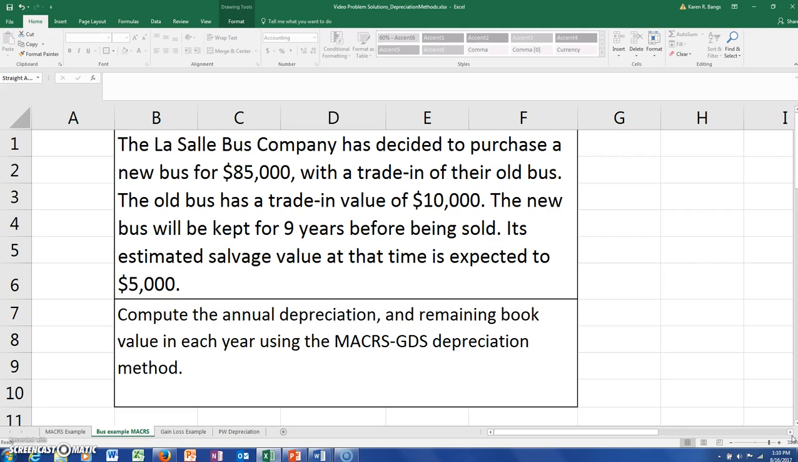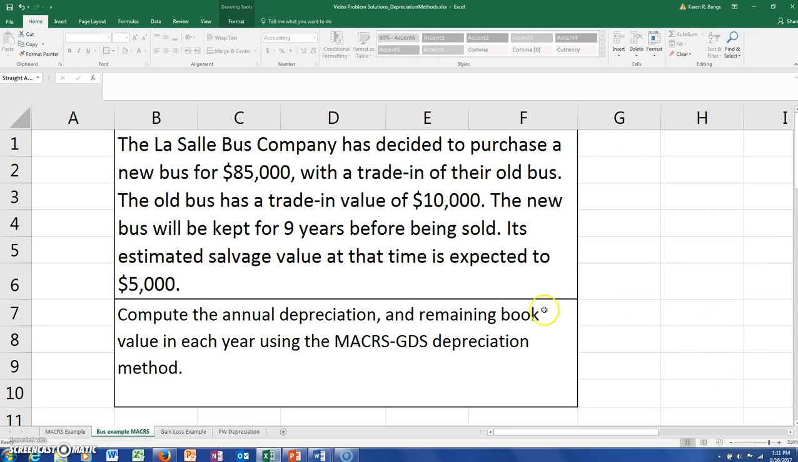The LaSalle Bus Company has decided to purchase a new bus for $85,000 with a trade-in of their old bus. The old bus has a trade-in value of $10,000. The new bus will be kept for 9 years before being sold. Its estimated salvage value at that time is expected to be $5,000. So at the end of year 9, the salvage value is expected to be $5,000. And we're asked to compute the annual depreciation and remaining book value in each year using MACRS-GDS depreciation, Modified Accelerated Cost Recovery System, General Depreciation System.